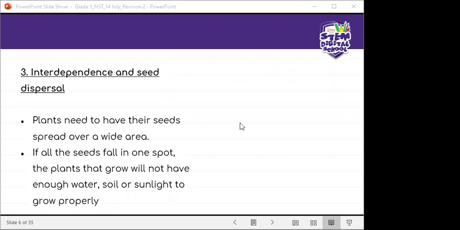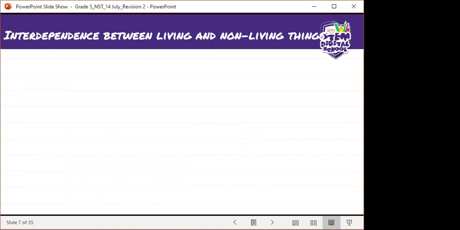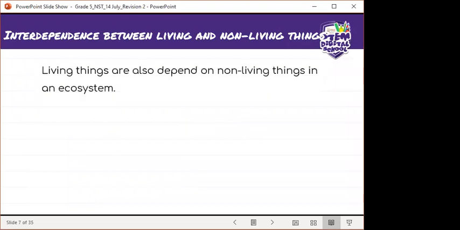All right. Okay, so then we have interdependence between living as well as non-living things. Living things are also dependent on non-living things in the ecosystem. Can you guys give me an example of some of the non-living things in an ecosystem that living things depend on?